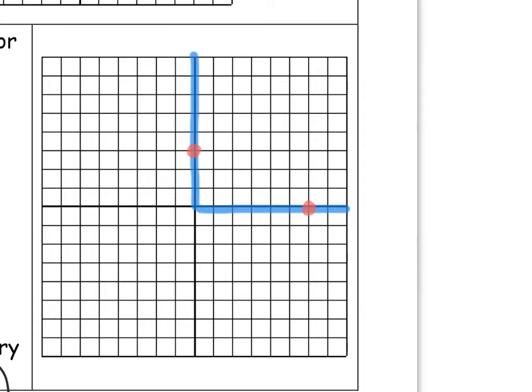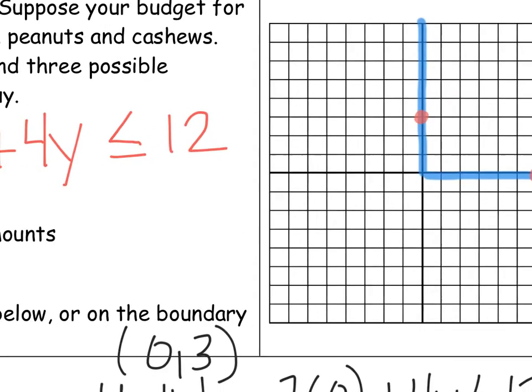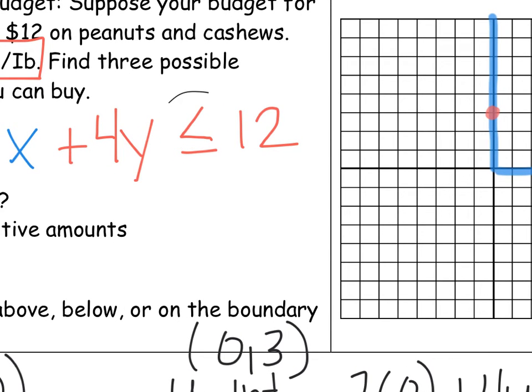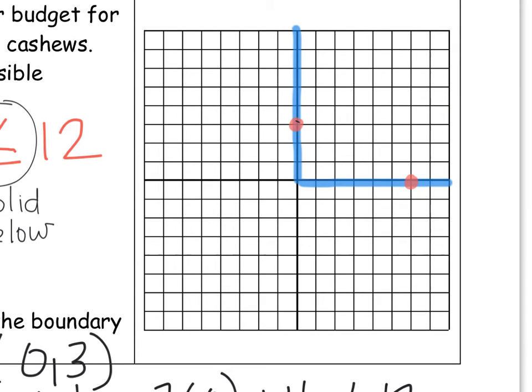So now I need to determine, am I going to have a solid or a dotted line? Am I going to shade above or below? So if I look at my inequality symbol right here, has an equal to sign, so that means my boundary line is going to be solid, and it's less than, so that means I'm going to shade below the line. So here's my boundary line. Again, I just need to stay into quadrant 1, and I'm going to shade everything below that line because it's less than or equal to. So I'm going to shade everything in here.